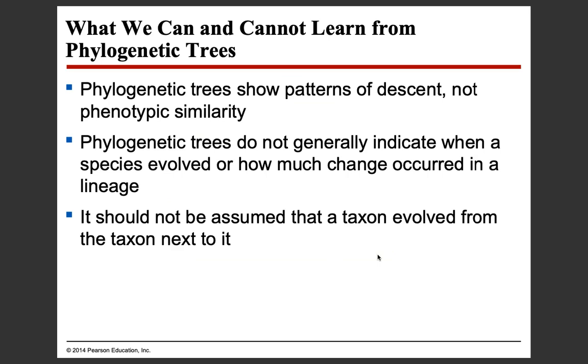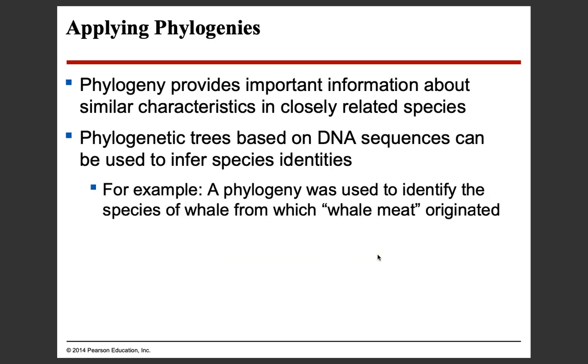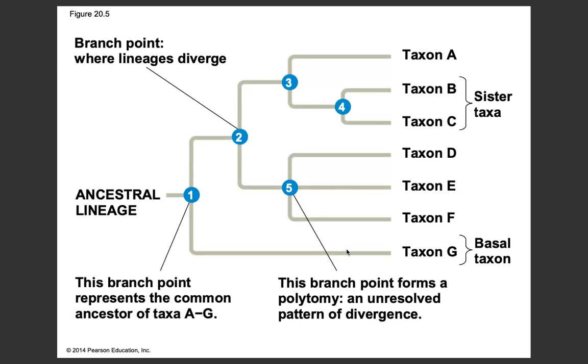And it should not be assumed that a taxon evolved from the taxon next to it. So that just means B and C did not necessarily evolve from each other. It's descent with modification. They shared a common ancestor at some point in time. Or taxon C and taxon D do not necessarily evolve one from the other because, look, taxon D's most recent common ancestor is 5. Taxon C's is 4. And then before that, it's 3, and before that, it's 2. They don't really have a common ancestor in recent evolutionary history.